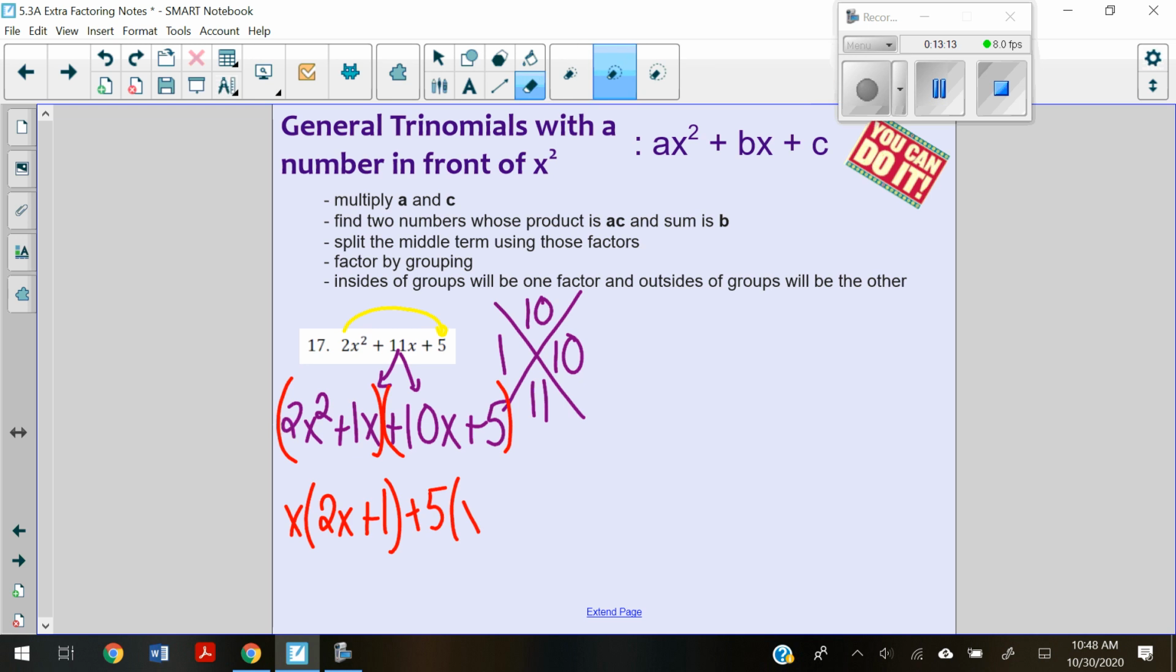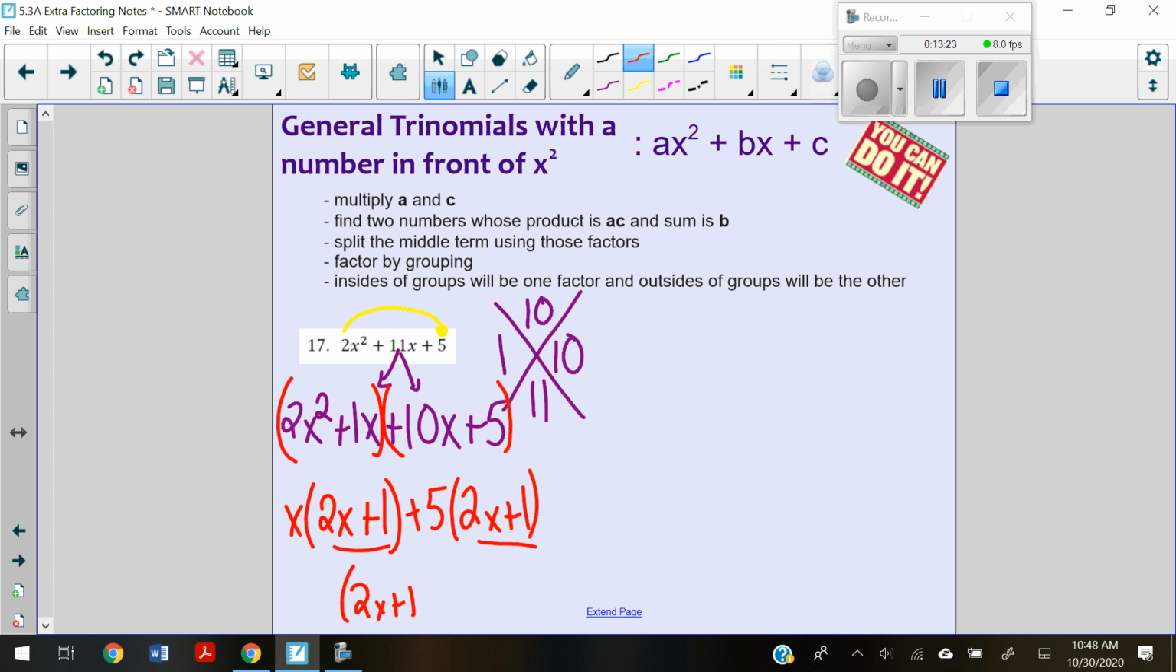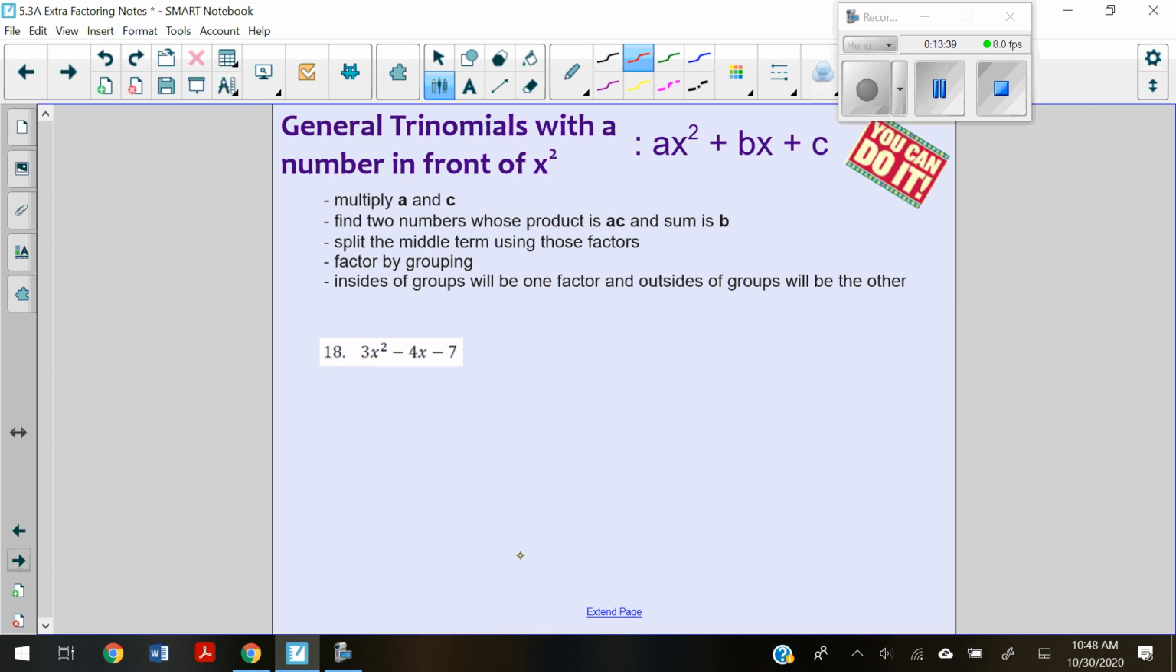So I'm left with 2x plus 1, which is good. I want the same thing in both my parentheses. So I have 2x plus 1, and then my leftovers go in my other one, x plus 5. This, again, you can have those parentheses in the other order. You could have written x plus 5 times 2x plus 1. Both would have been fine. Let's tackle our other one that looks like this.